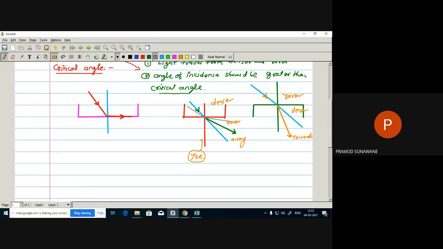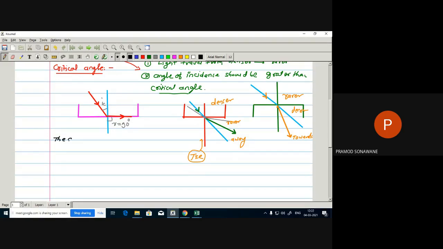At a particular angle of incidence, say this is the angle of incidence IC, the angle of refraction is 90 degrees. So this angle of incidence is called the critical angle. How do you write the definition of critical angle?